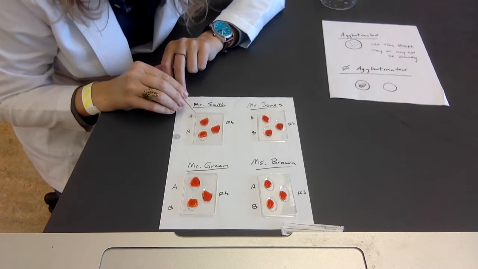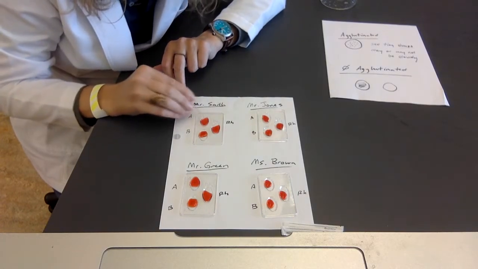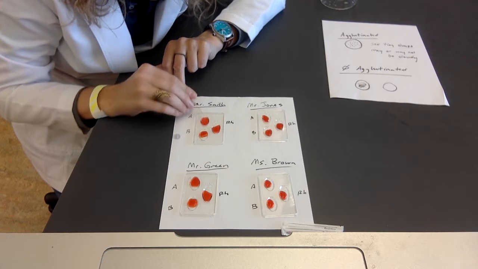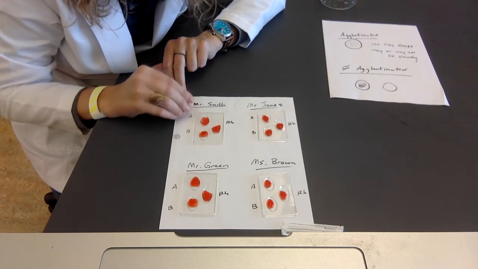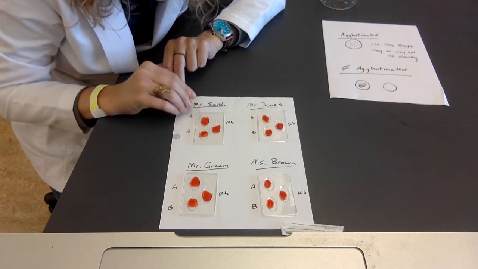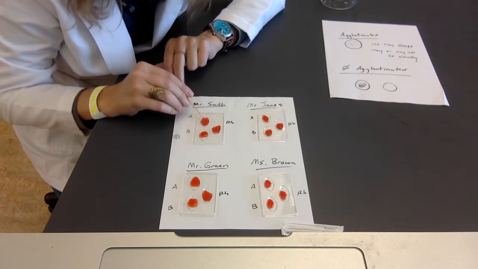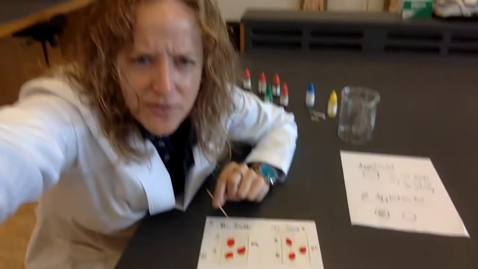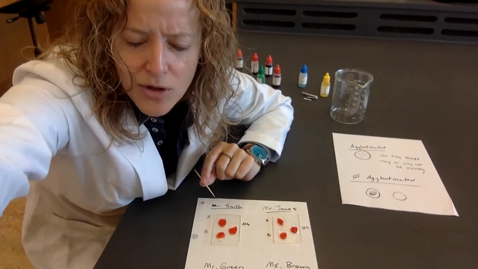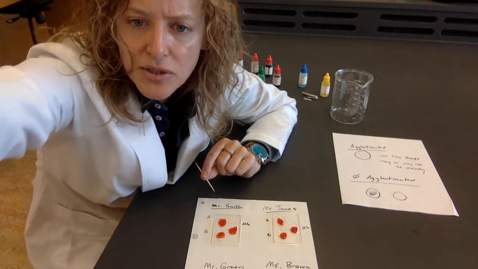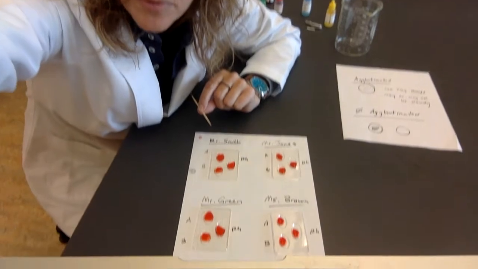So I'm starting with Mr. Smith, and as I mix it up, I don't see any clumping. Oh, wait a minute. As I move it around more, I do see tiny little clumps. It's really unfortunate that through this video you can't tell. I'm going to post an additional little video showing the clumping up close, but I wanted to go through this in person.